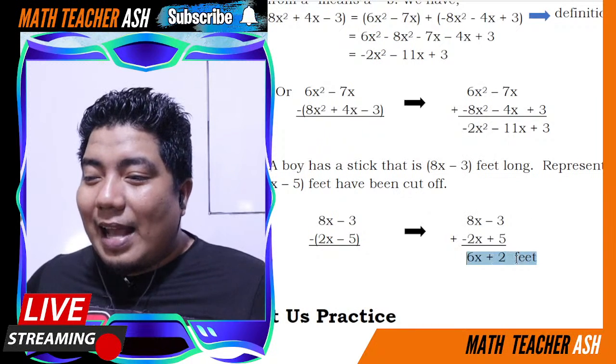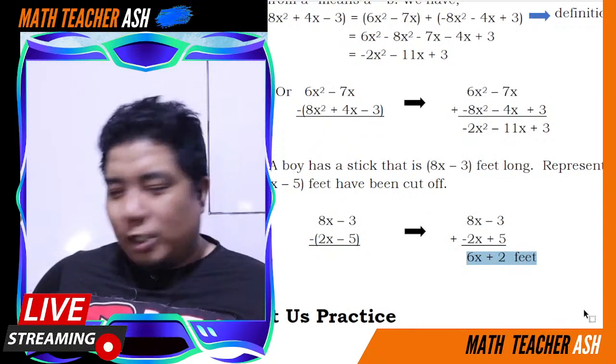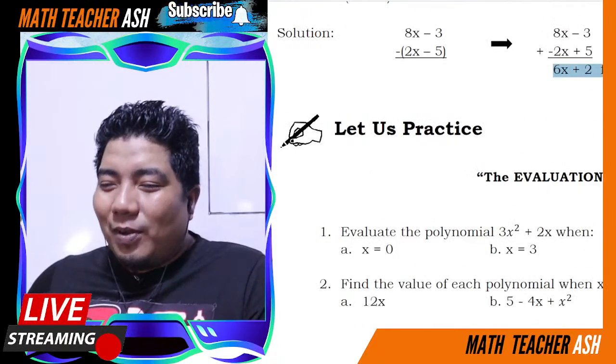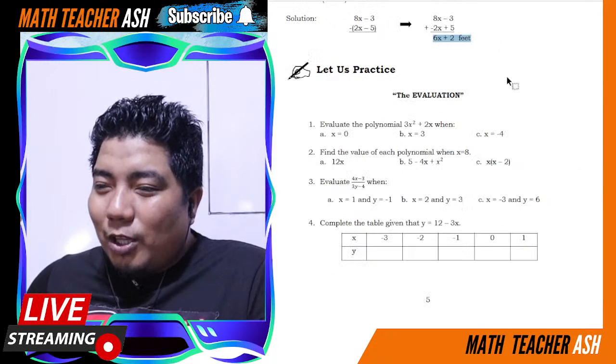So, the final answer is 6x plus 2. Alright. Easy, right? Okay, so now let us go to what you need to do.